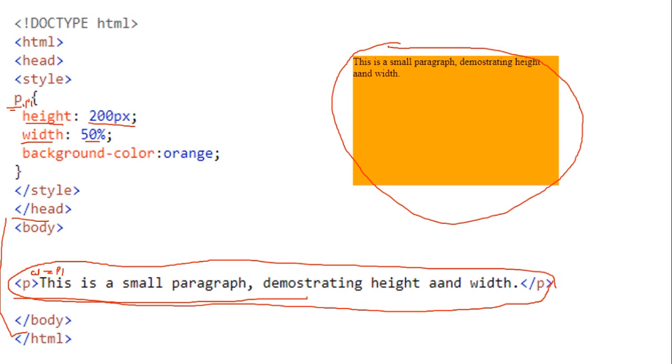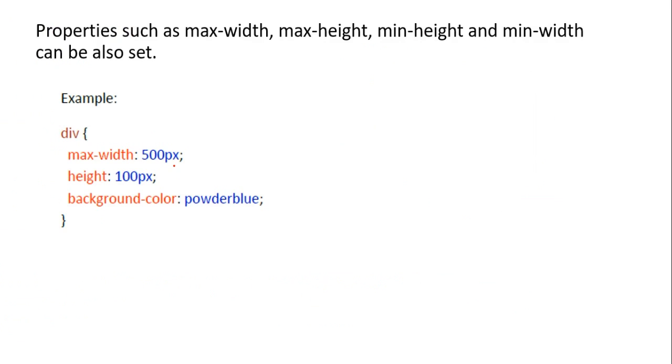So this particular paragraph will have 200 pixels of height and it will occupy 50% of the width of the block that contains it. All right, so that is how you can set the height and width of a particular element using CSS. After that, let's look at another example here.